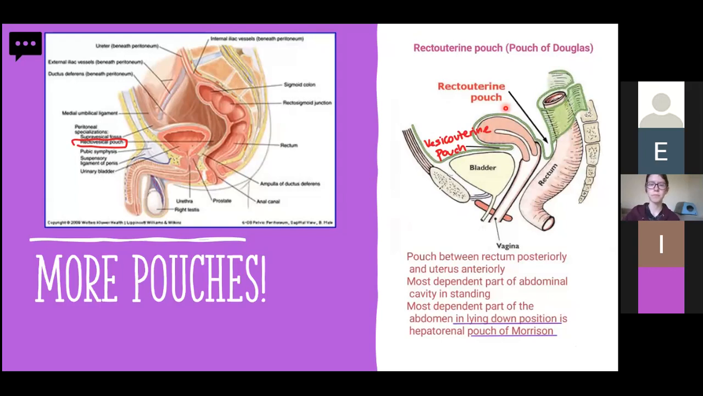And these are important because they're the most posterior or inferior part of your abdominal cavity when you're standing up. So if you've got infection or blood or something like that in your abdominal cavity, that's where it's going to deposit in those spaces. All right, that's just there for your reference.